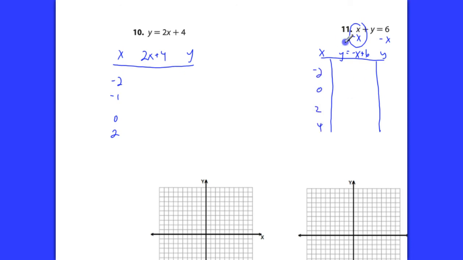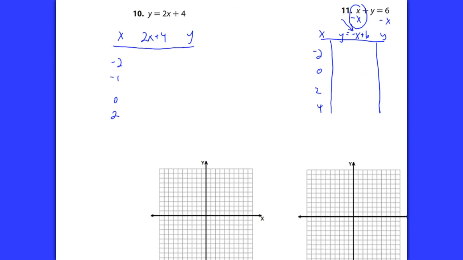You can try this one, but I will tell you, you have something really tricky happening with that -x. So here's what I'm going to do. I'm going to hit pause. I'm going to fill out this chart and show you the line, and then I will start this problem with you after that. Okay, so let's do that first. Fill out this chart and graph that line and see what you come up with. And I'll be right back.